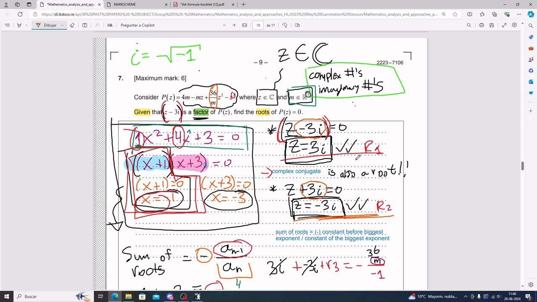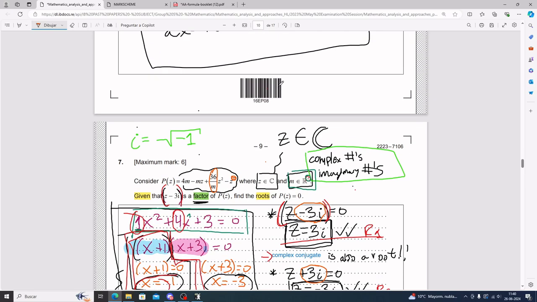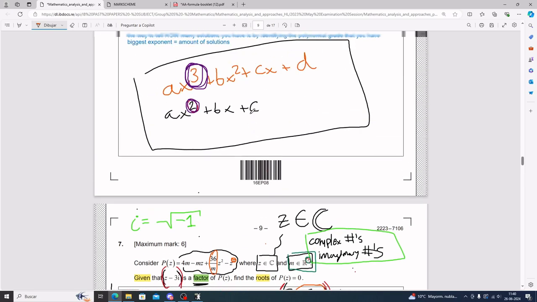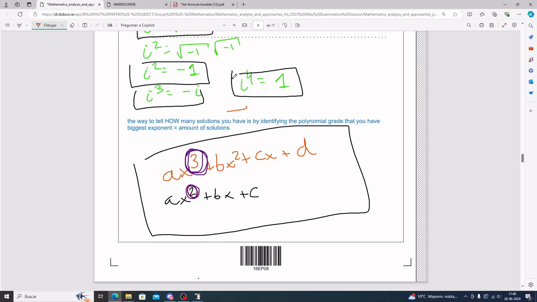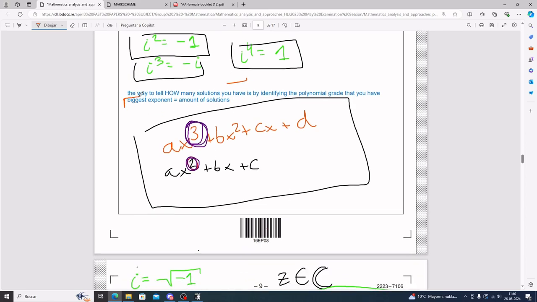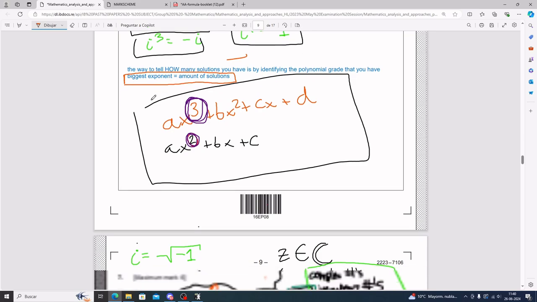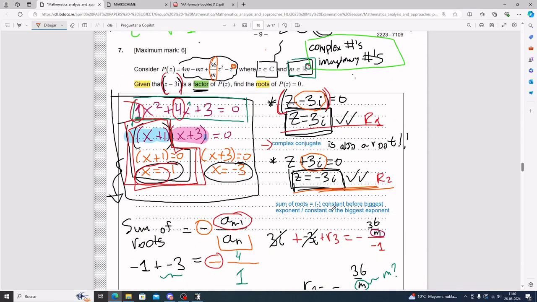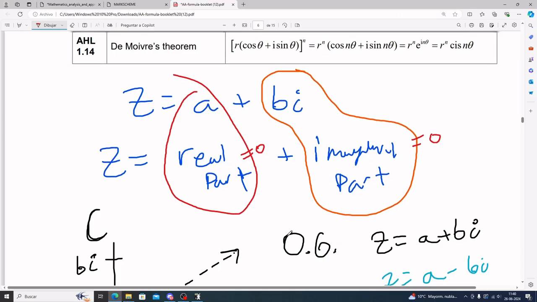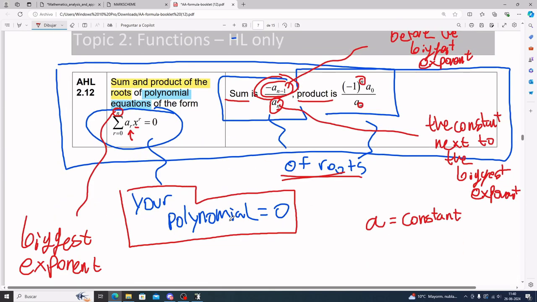Now for the last root, and first of all, you know there's a last root because you have z to the power of 3. And so if it's to the power of 3, you have 3 roots. If it was to the power of 4, you have 4 roots. If it's to the power of 8, you have 8 roots. Because the biggest exponent tells you the amount of solutions. Now, you're thinking solutions, you're thinking roots, you're thinking factors, all these different things. And it should come to mind once you study enough with the formula booklet, that there is a formula for a polynomial for the sum of roots.